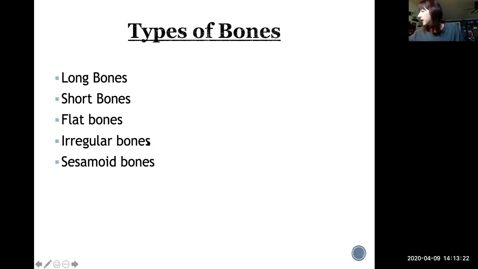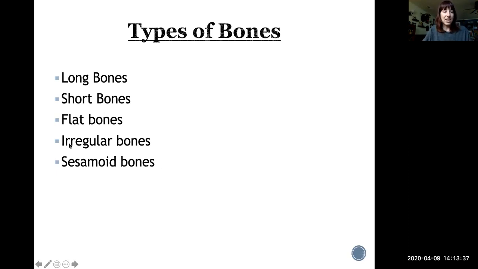I should probably look that up. Let's see. Pelvis. Flat or irregular? I'm sure it's in your textbook, but I ain't got time for that at the moment.